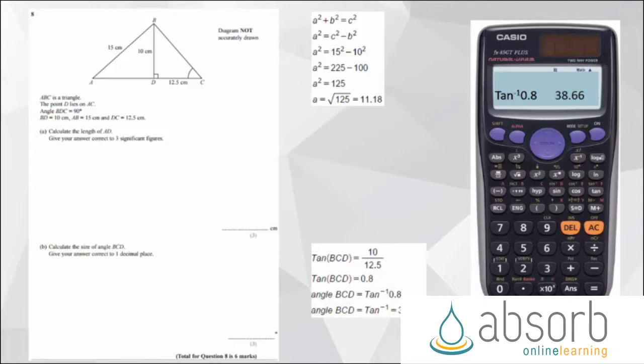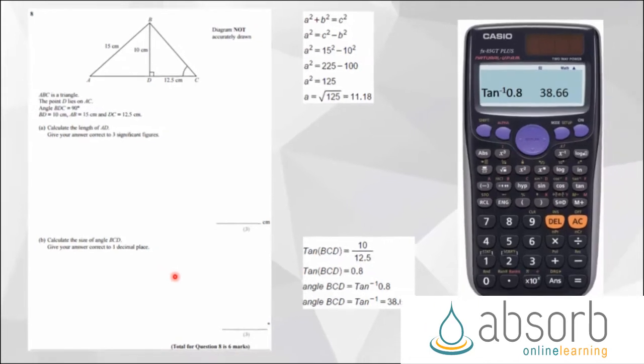Bear that in mind when you're doing these sorts of questions. When you have finished doing the question, you always look back at the question itself and ask yourself, have I answered the question that has been asked? And in this case, you can see quite clearly the answer was no. So you then look at what you need to do in order to answer the actual question that was asked.